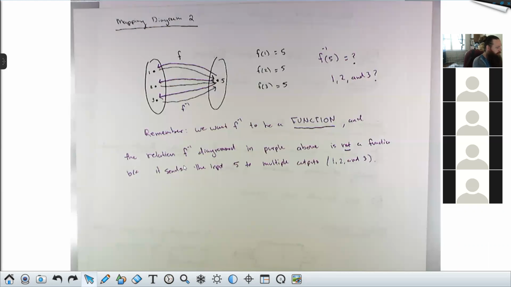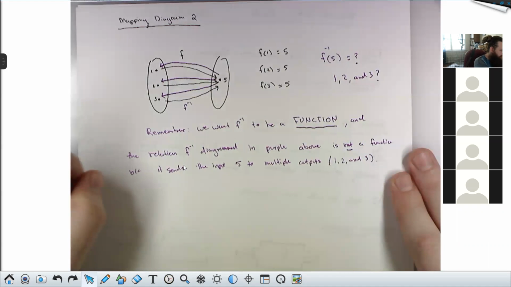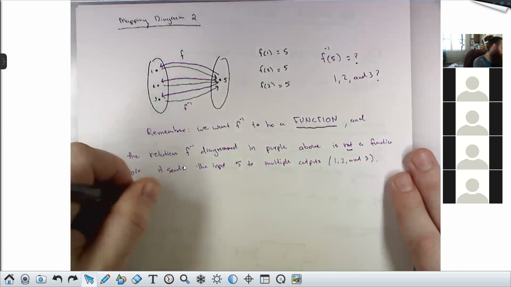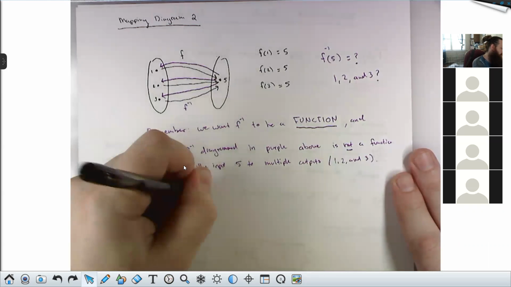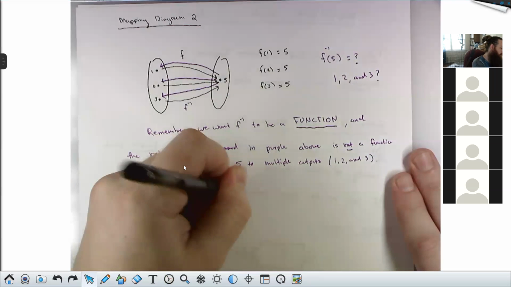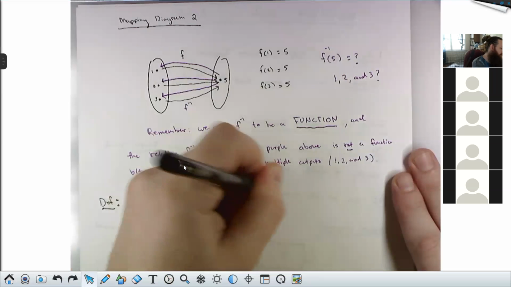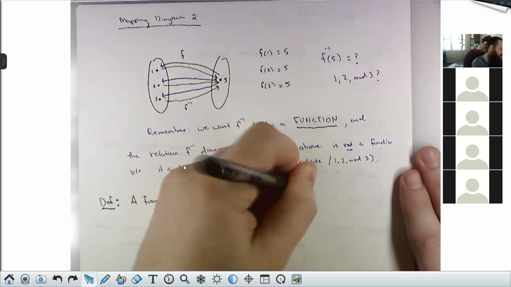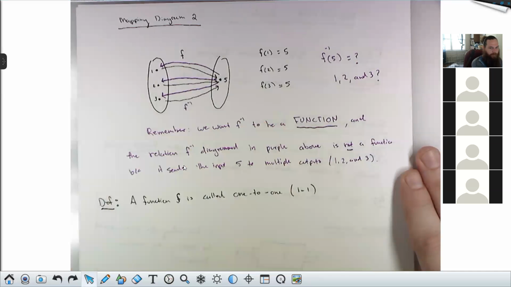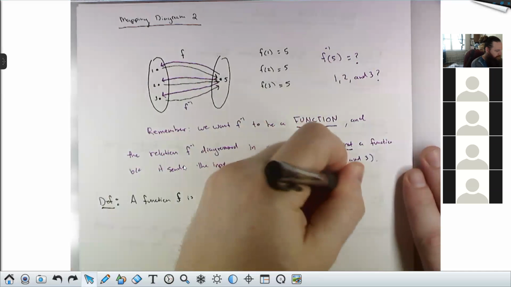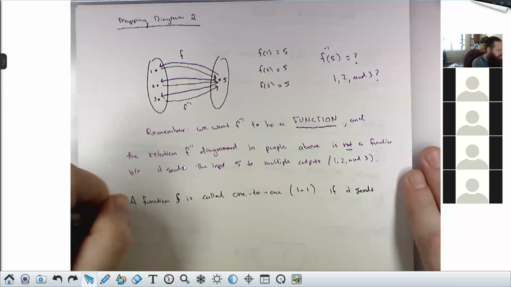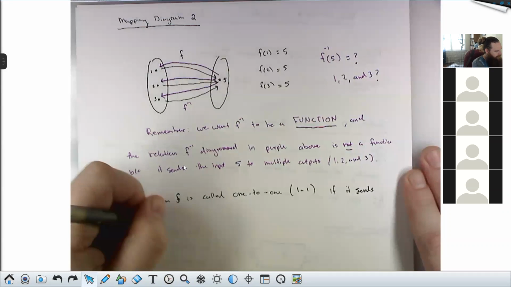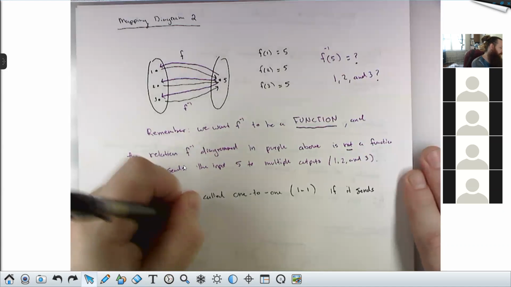All right. So, definition. A function F is called 1-to-1, which I will abbreviate as 1-1 because it takes a lot of space to write that, if it sends different inputs to different outputs.